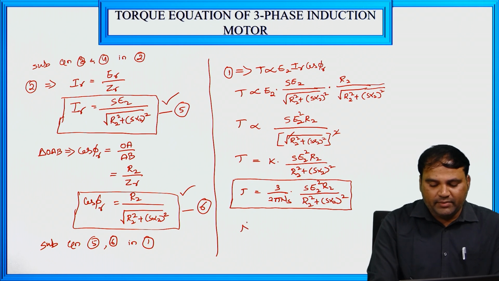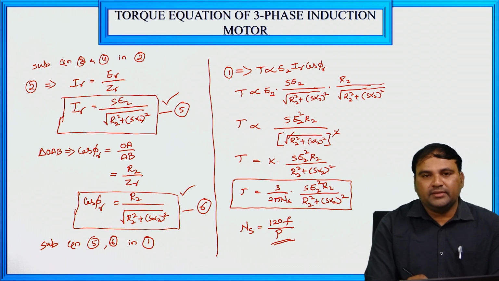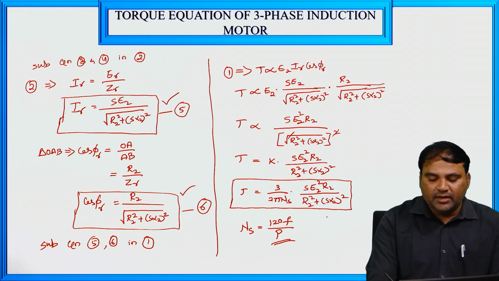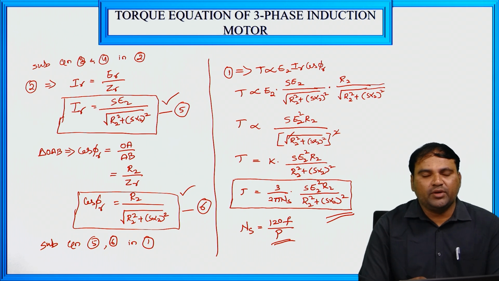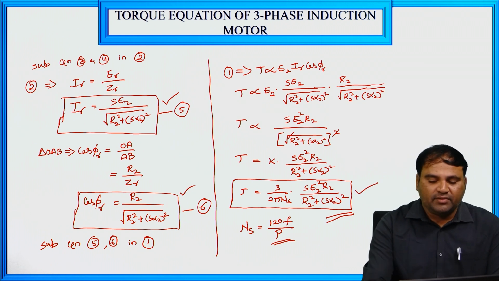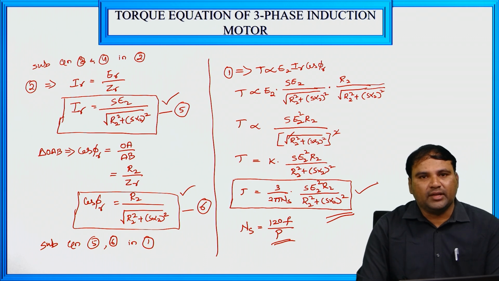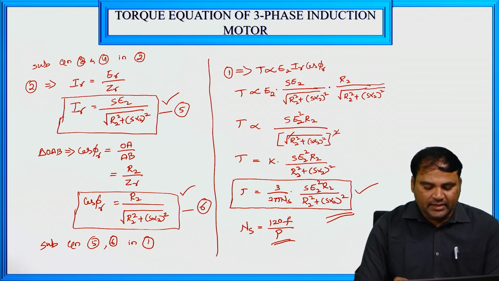So ns equal to 120f divided by P is the synchronous speed. So this is the torque equation of the 3-phase induction motor: T equal to 3 by 2 pi ns into S E2 square R2 by R2 square plus S X2 whole square. Okay, here is the torque equation of the 3-phase induction motor. In this torque equation we will discuss some problems here.